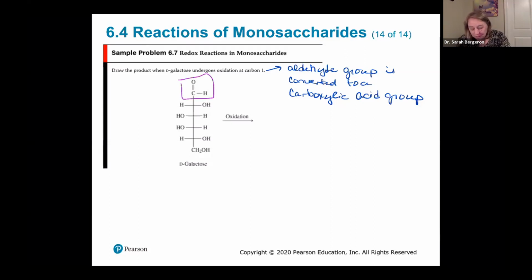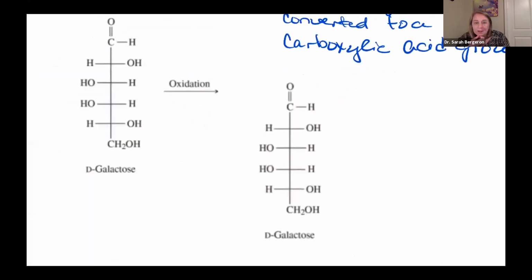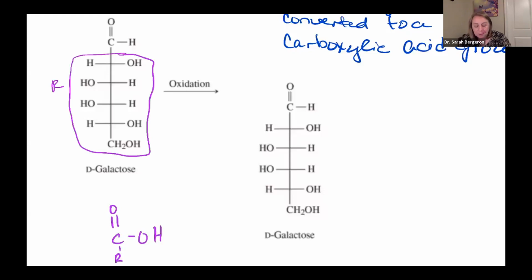Well, this one's actually super easy to draw because the rest of the molecule doesn't change. So I can just copy it and paste it. Okay, so now I'm going to make my product. So what's going to change? Well, if I'm converting to a carboxylic acid, remember the general format for a carboxylic acid is this, right? And you have that R group. So all of this is the R group. So all you have to change is this stuff up here.